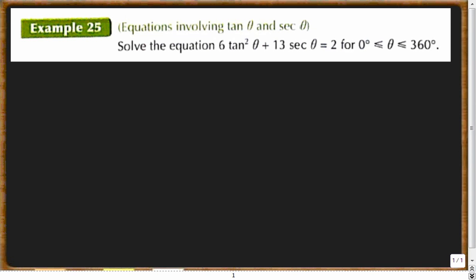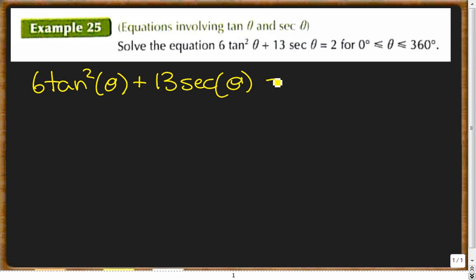Example 25 asks us to solve the equation 6 tangent squared of theta plus 13 secant of theta equals 2. And it gives us a window of 0 to 360 degrees. So again, we have an equation that looks quadratic. However, we don't have the same trig functions at the bottom, so we can't use the quadratic formula or factor this way.